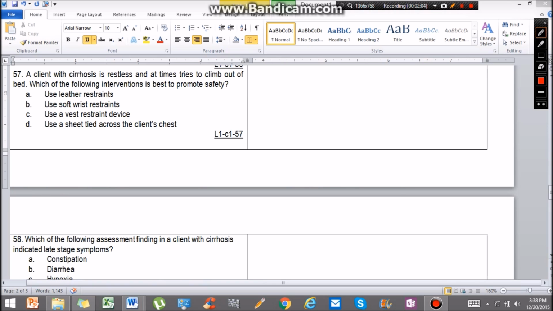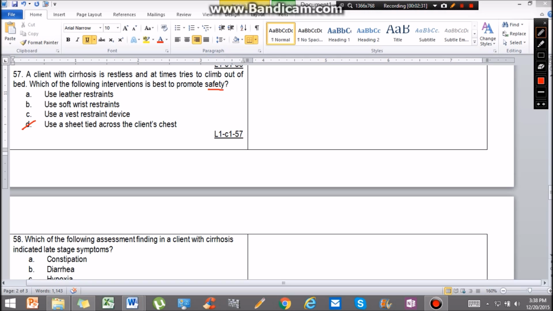Number 57. A client with cirrhosis is restless and at times tries to climb out of the bed. Which of the following interventions is best to promote safety? So in this situation, we're trying to find options that will promote a safer client. A. Leather restraint. B. Wrist restraint. C. Use of a vest. Or D. Use of a sheet tied across the client's chest.